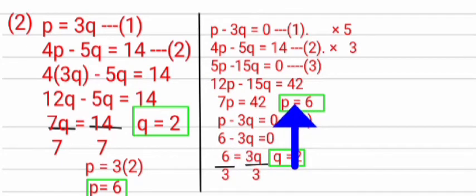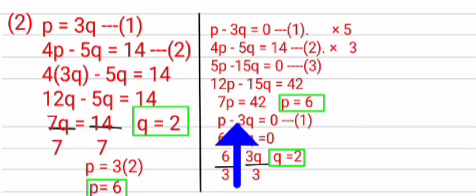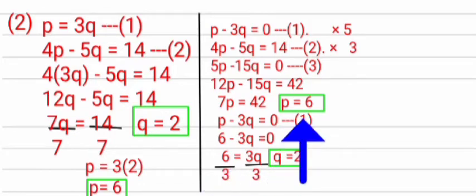So what are we going to do next? We are going to substitute 6 into equation 1, and you can decide to substitute it into equation 2 as well. It will still work equally. So we are going to have p is equal to 6, so 6 minus 3q is equal to 0. All you need to do is collect like terms. So negative 3q can go like this to turn to positive 3q, which is what we have here. Divide both sides by 3, and then we have q is equal to 2.